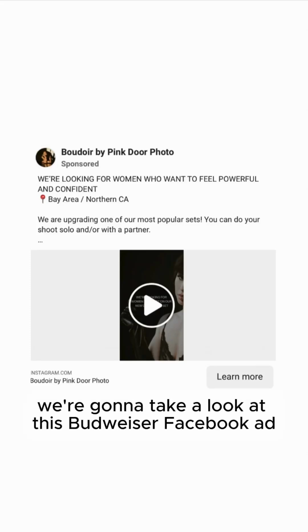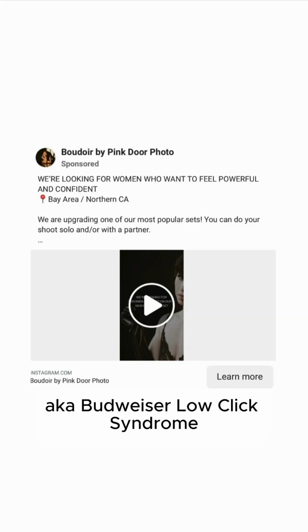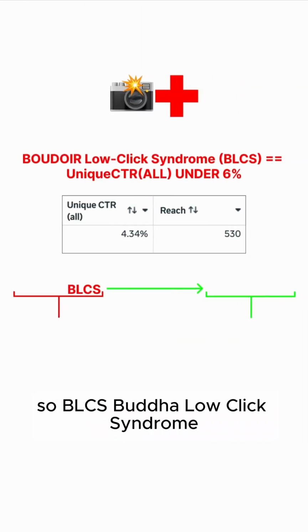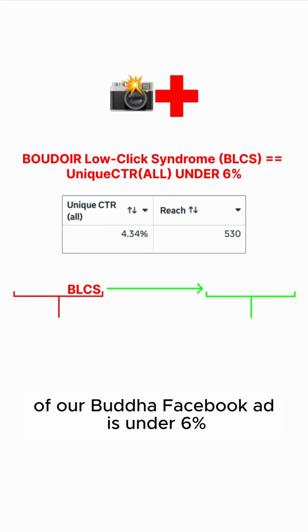All right, y'all, we're going to take a look at this Boudoir Facebook ad. We're going to diagnose it, see if we believe it has BLCS, aka Boudoir low click syndrome. So BLCS is when the unique CTR all of our Boudoir Facebook ad is under 6%.